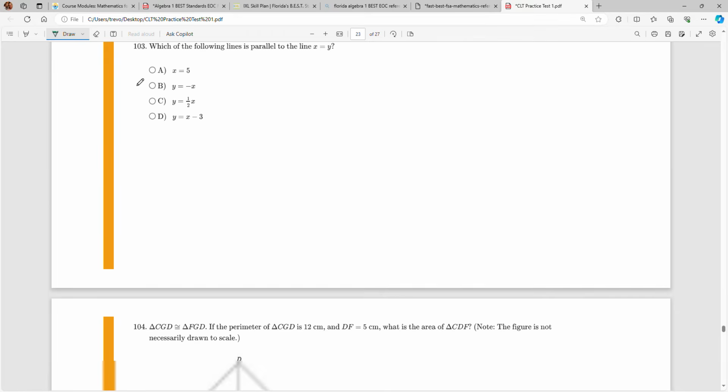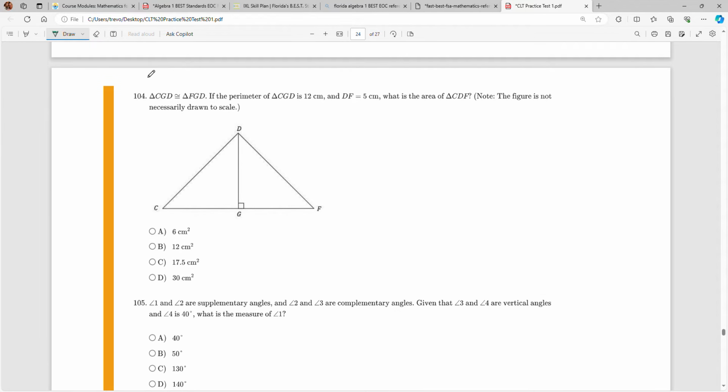back in Mrs. Cameron's comfort zone, we got some geometry here. Triangle CGD is congruent to triangle FGD. If the perimeter of CGD is 12 and DF equals 5, so our perimeter here is 12. DF is 5. What is the area of triangle CDF?